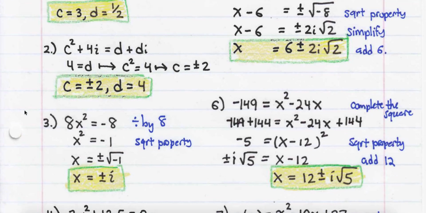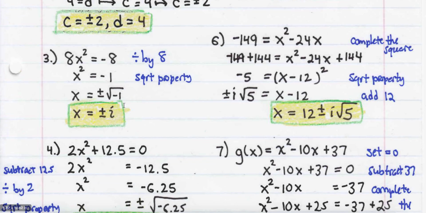Now for number 2, the real parts are c squared and d, and then 4 and d. So d definitely equals 4. So you can now substitute for d. C squared equals 4, and use the square root property. So c would equal plus or minus 2. And that would make the solutions c equals plus or minus 2, and d equals 4.